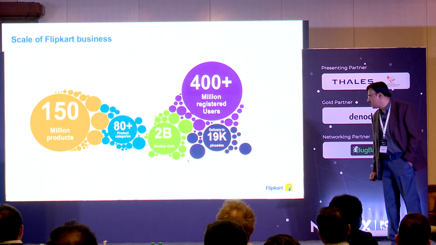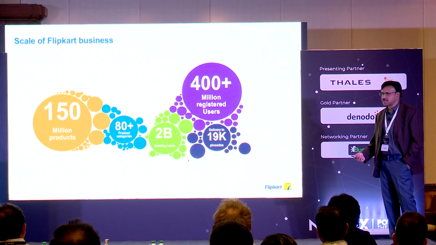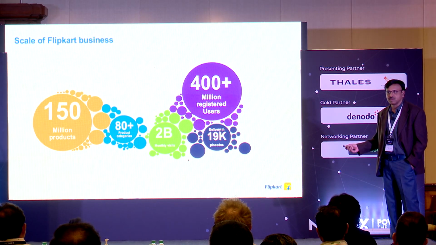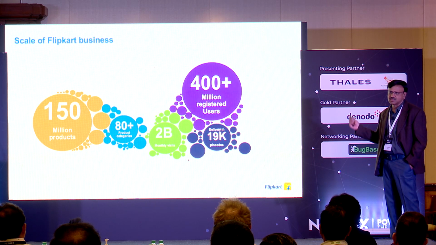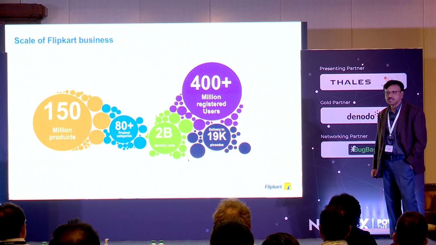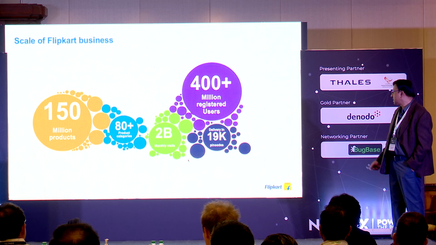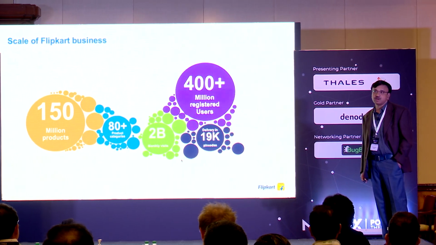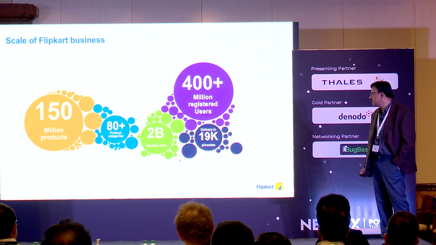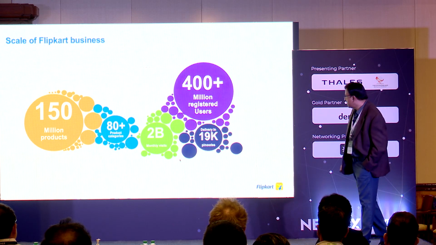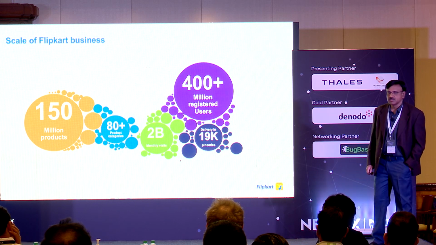So just to give you a view on what the scale is, I'm sure most of you are familiar with Flipkart, but just to give you some metrics, we have around 400 million, I think it's closer to 500 million now, registered users, about 150 million products, and we get around 2 billion monthly visits, which is essentially the scale that we operate in. And we deliver to pretty much most PIN codes in India. So that's the scale.